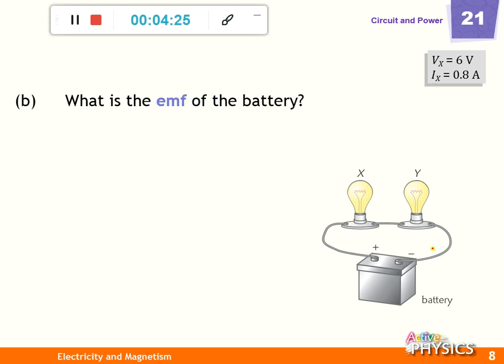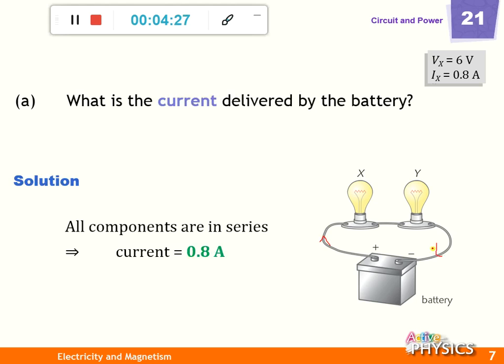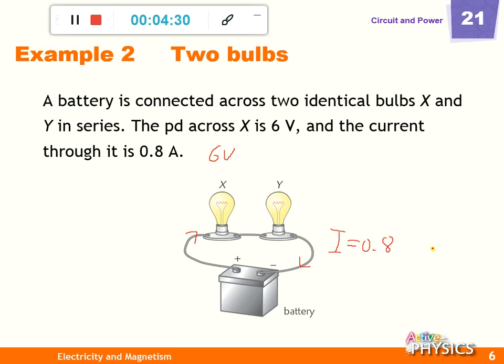Part B, what is the EMF of the battery? You should go back to the question. For light bulb X the PD should be 6 volt, and the current across it is 0.8. Okay, and a very important word: identical. It means that X and Y are the same. If they are the same light bulb, it means the difference between this potential and this potential should be 6 volt. So the PD across Y should be the same.